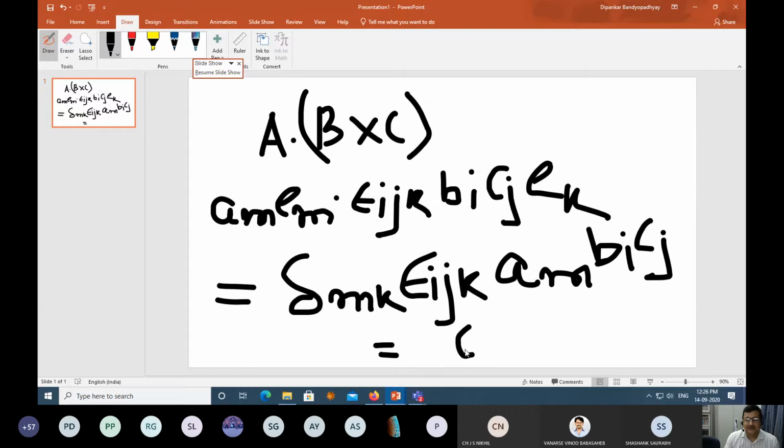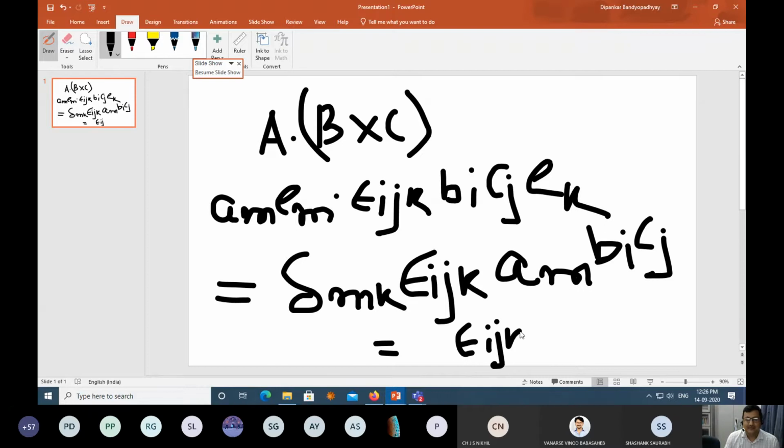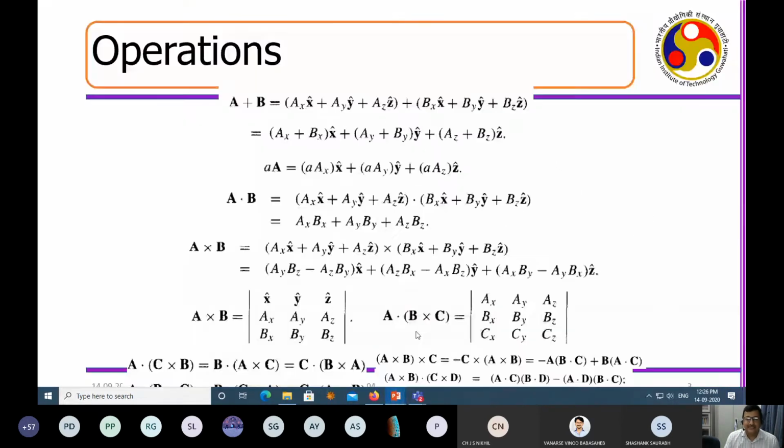I will get epsilon ijk. Then I will get ak, bi, cj. So when I collapse m and k, k will become m or m will become k. It can be epsilon ijm am bi cj also. Now if I really expand this, what am I going to get? If I really expand this, I'm going to get this particular thing.